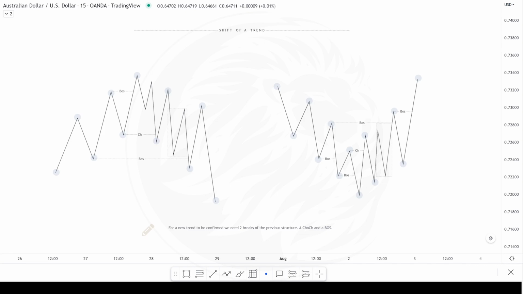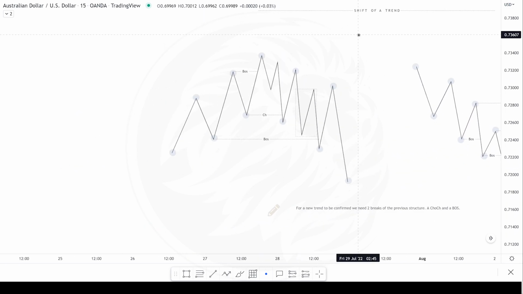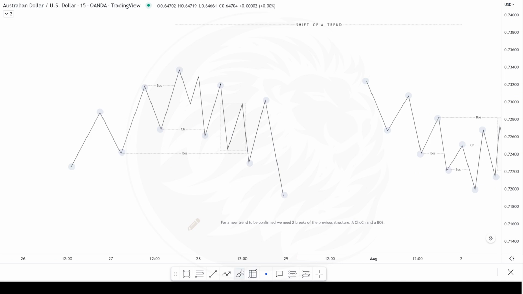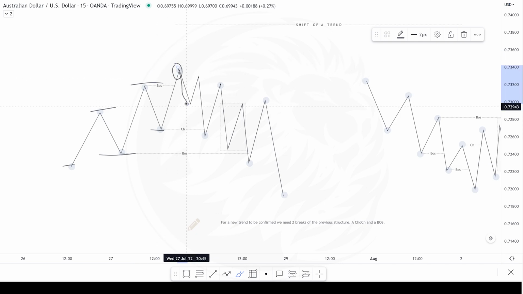A shift in the market structure is the change of a trend. So if we are bullish, we will go from bullish to bearish. Here, let's take a look at this example. The market was making higher highs and higher lows, so we were bullish. Here, for a certain reason, price starts to lose power and creates a low. This low doesn't break the high, so this low isn't confirmed.